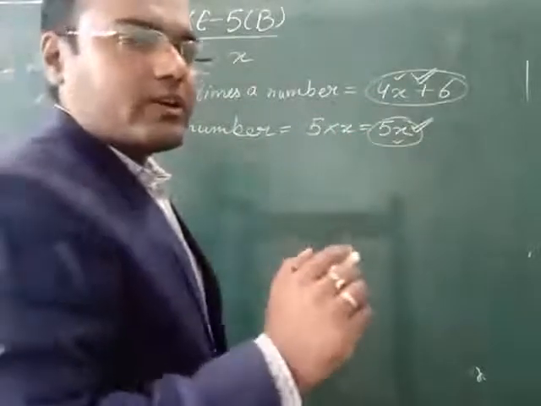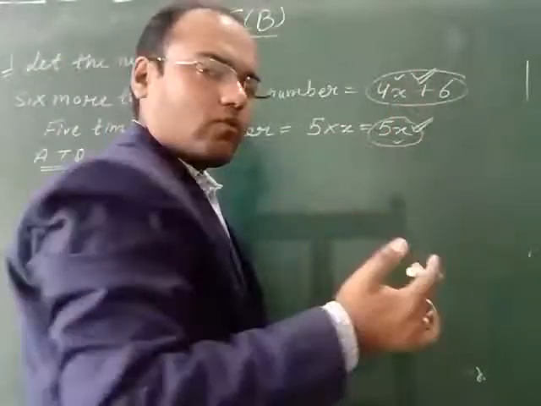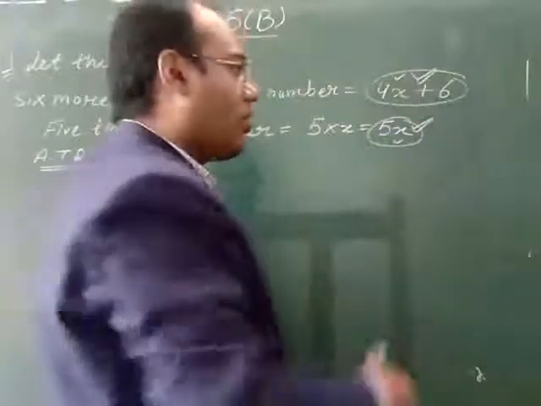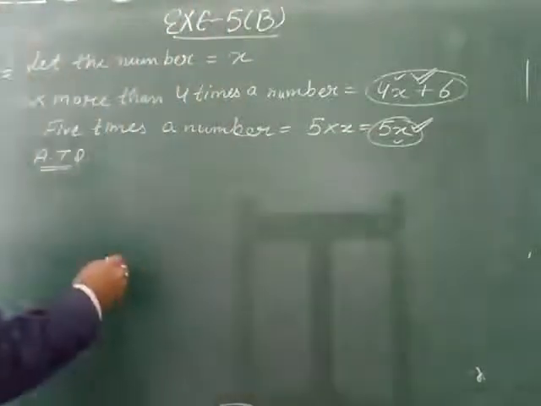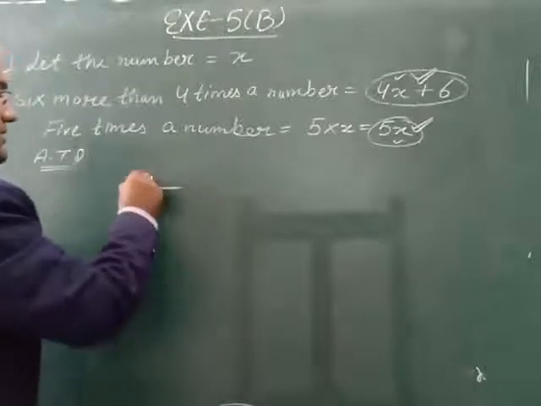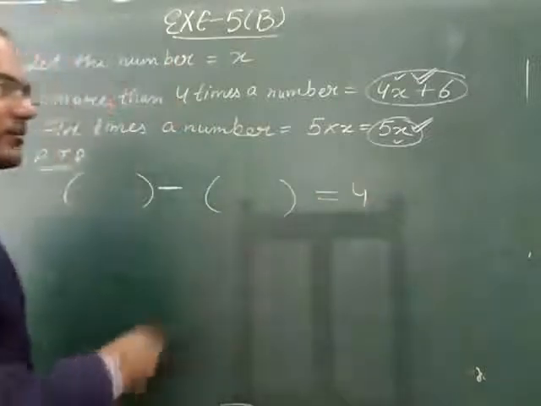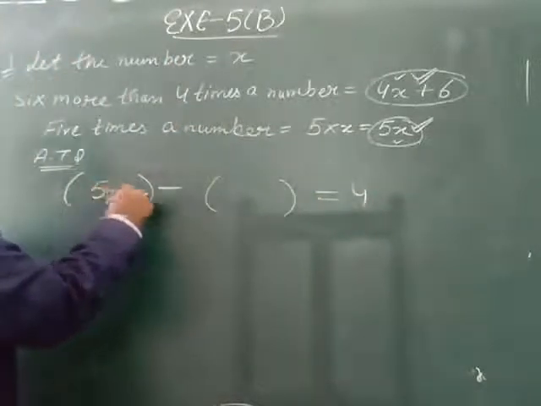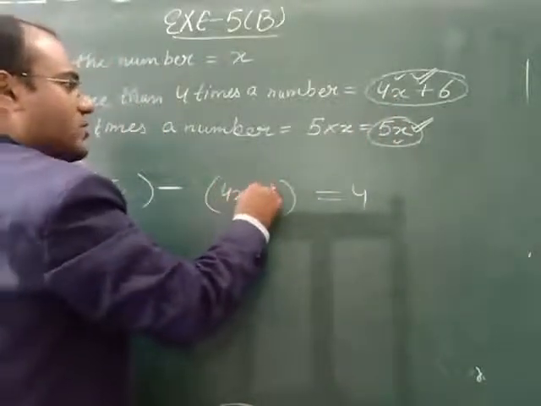According to the question, we can say that the difference between these two numbers is 4. Why is the difference between these two numbers 4? Because this one is 4 smaller, or we can say this one is 4 greater. So what we have to do? Difference between these two is 4. Difference means minus. So first number minus second number is equal to 4. Now the larger number we will write here. Larger one is this one, and this one is the smaller one. So here we have to write this smaller one.